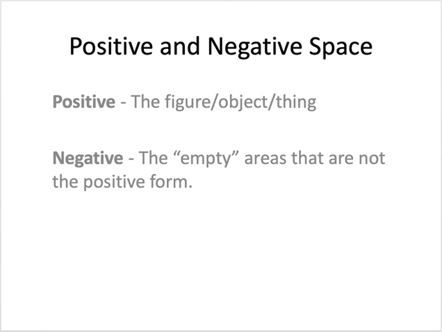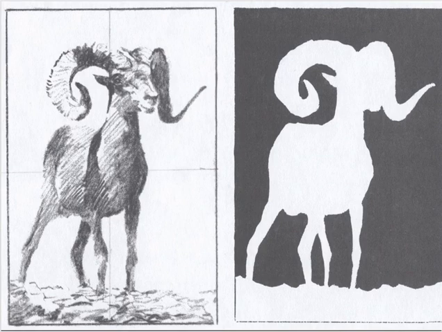Another important idea that actually really relates to that is this idea of positive and negative space. And positive space is just the thingness of your drawing, the figure, the object, the subject, that thing that is making up your drawing. The negative space are those kind of empty areas around the positive form, right? So you may have seen this idea illustrated with an image like this.